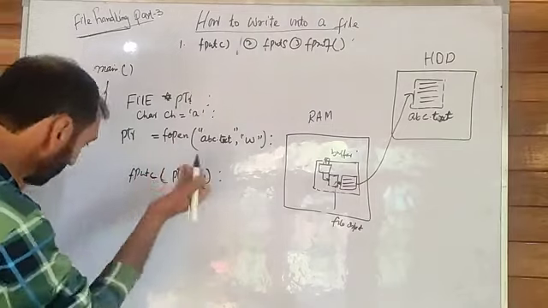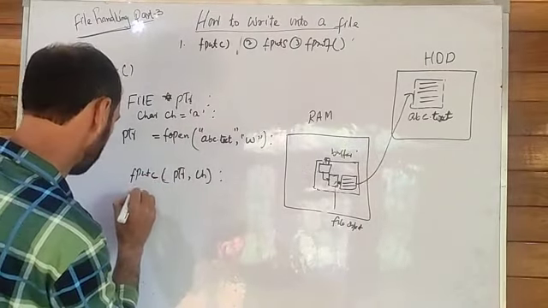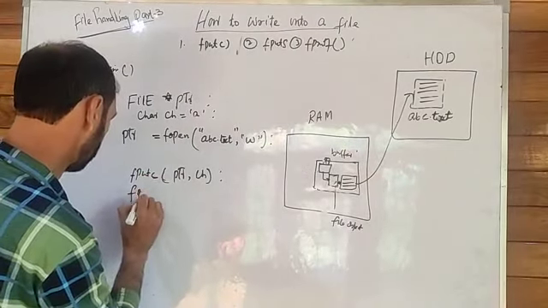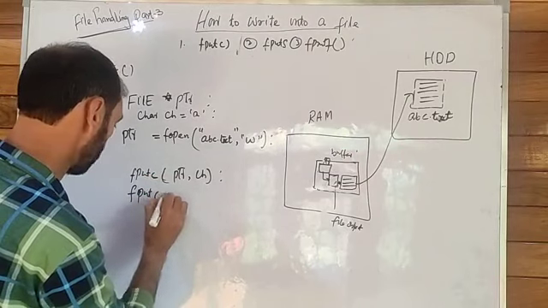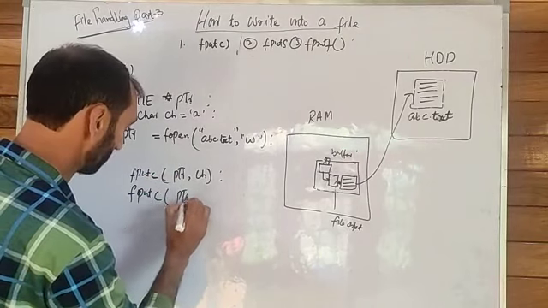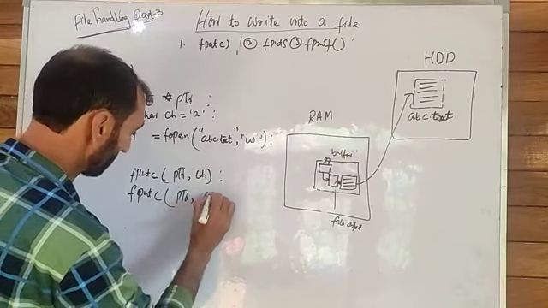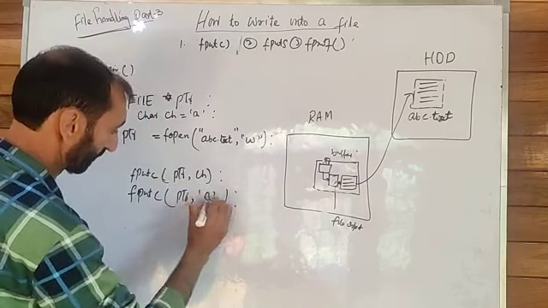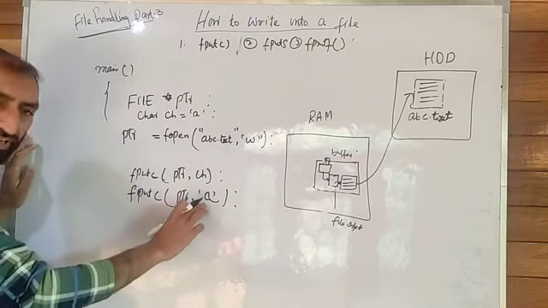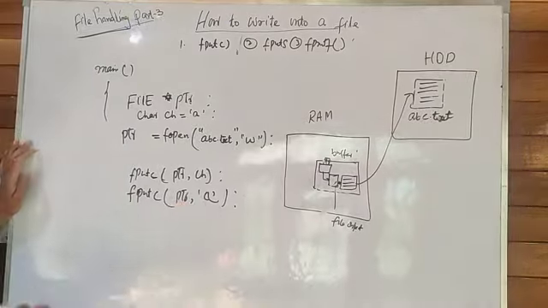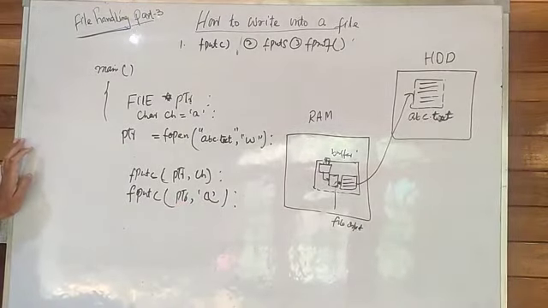This is the syntax. Or more, we can also write it this way: fputc(ptr, and simply we can write 'A'. Directly we can write 'A'. Through this, what will happen?